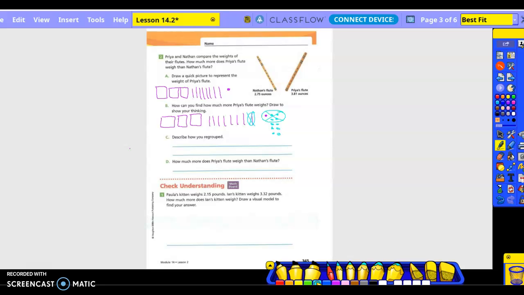Okay. Now I need to get rid of 7 tenths. Can I get rid of 7 tenths? Can I have 7 longs? Yes. So that'd be all the rest of it, right?